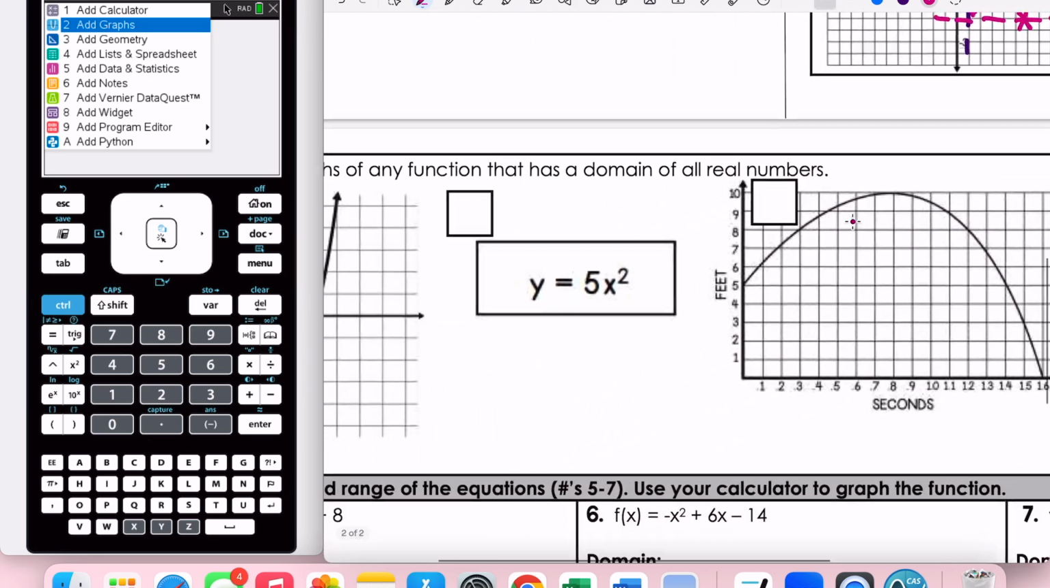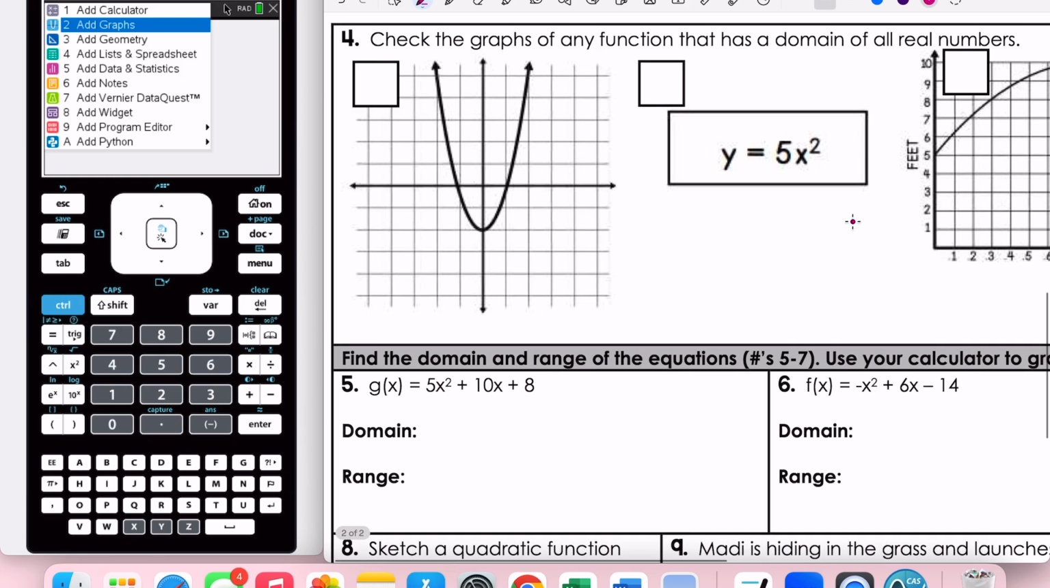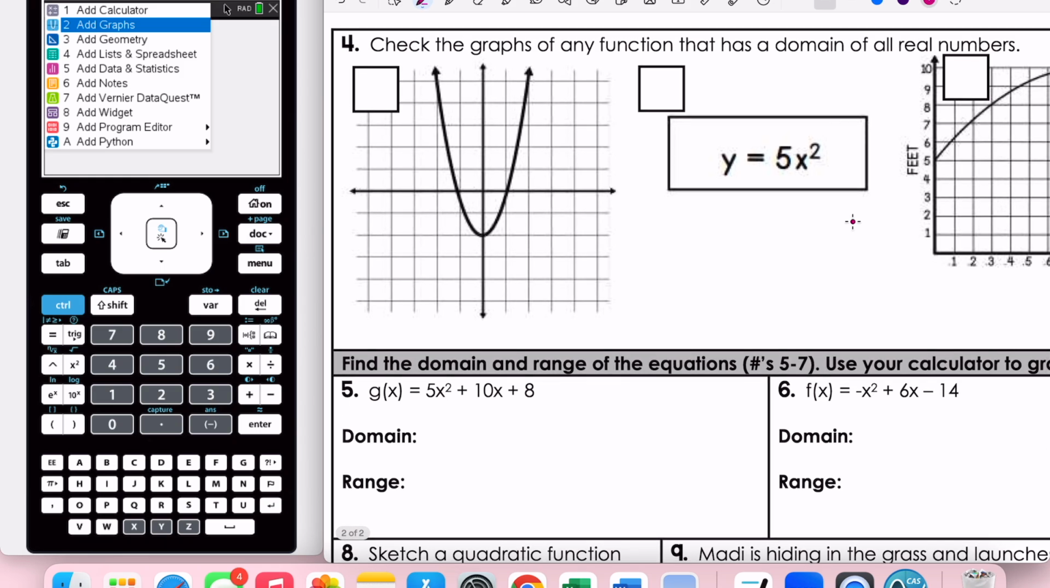Let's go ahead and move on to our next. Let's open up our notes to number 4. And on this problem, we are going to check the graphs of any functions that have a domain of all real numbers. So let's go ahead and look at our first graph. So here, again, we are talking about our domain. Remember, domain are the x values. We are moving from left to right.